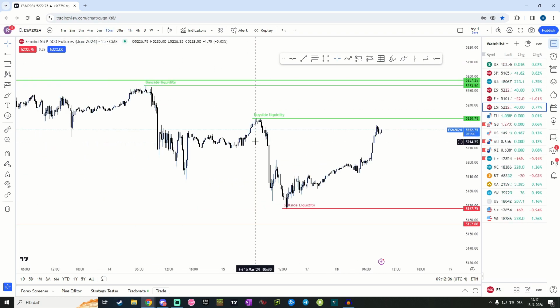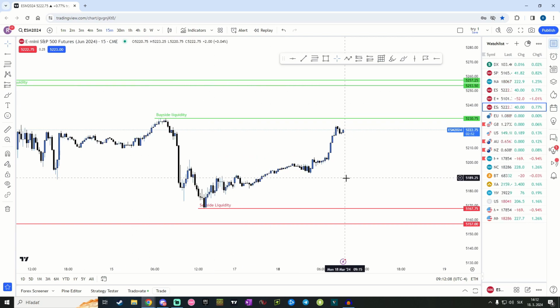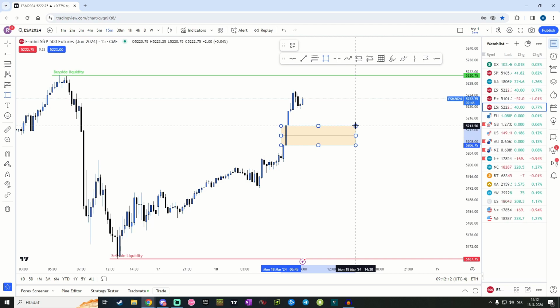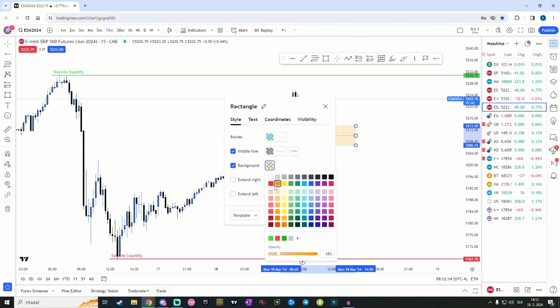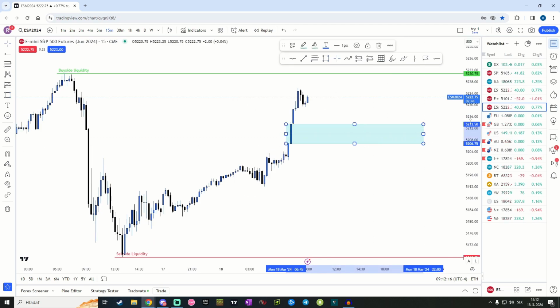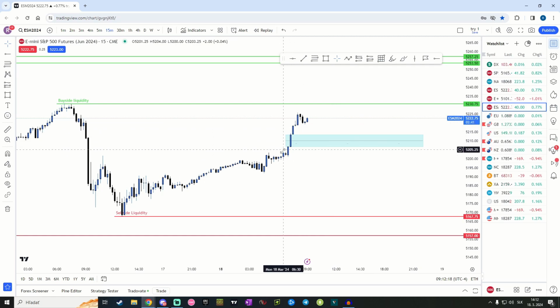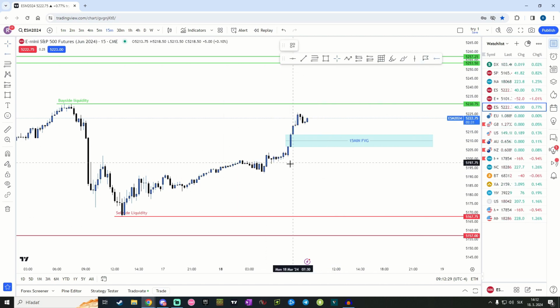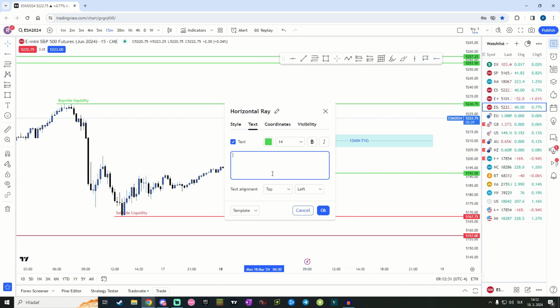On the 15-minute chart, everything very similar, but just different candle sizes. I'm looking at, let's say, this one, 15-minute fair value gap, which is kind of in the midpoint. So this could be an interesting level. And also this is the low from London session.